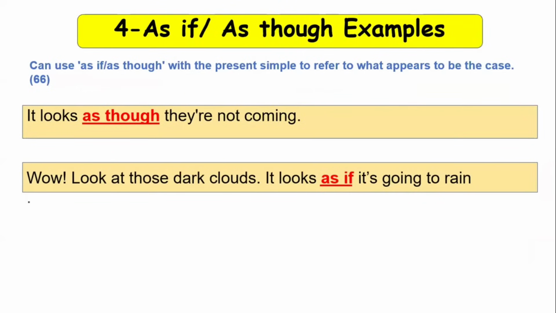For sure, I'm not sure. But this situation is most probably correct or true. We expect it to be true because I have evidence. I can see that we have dark clouds. So I expect this event to be true.